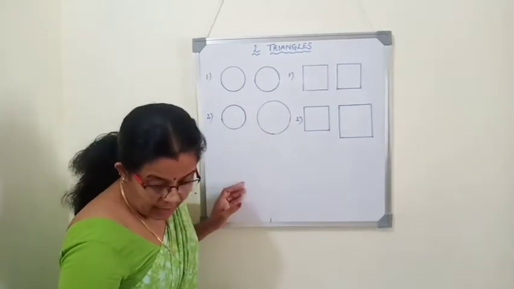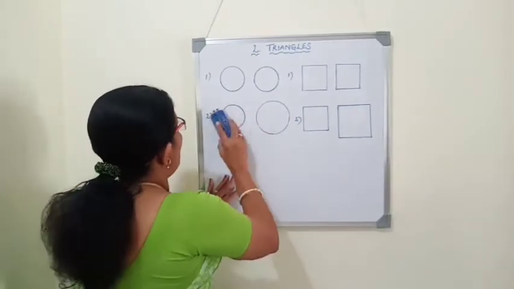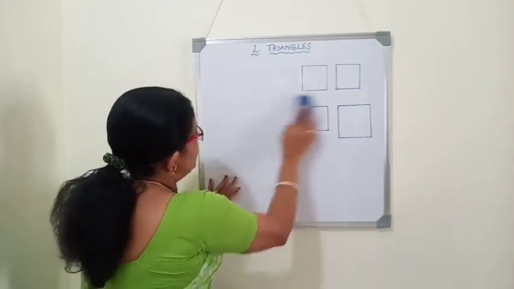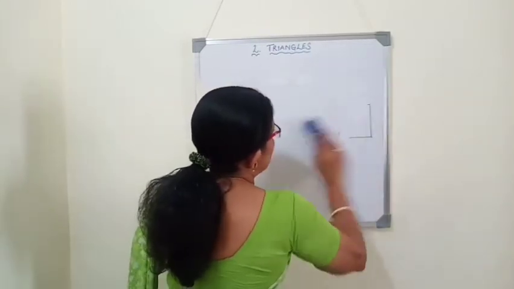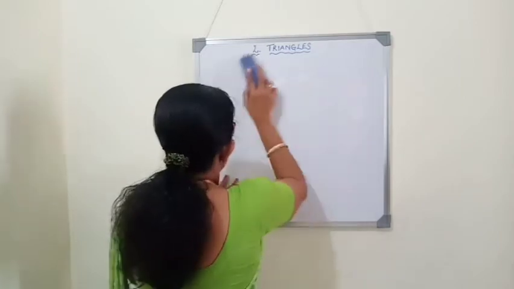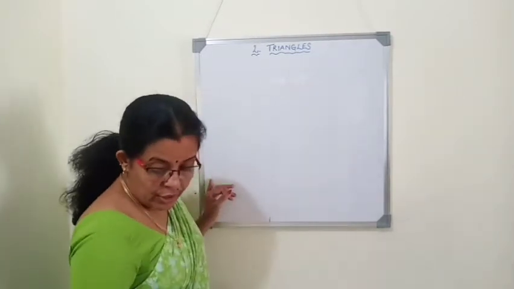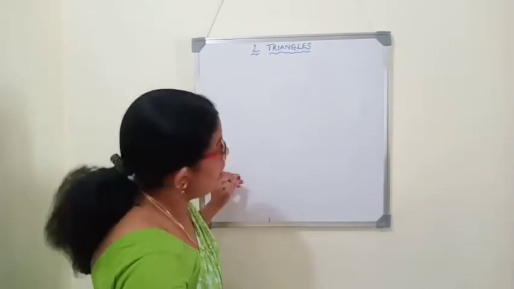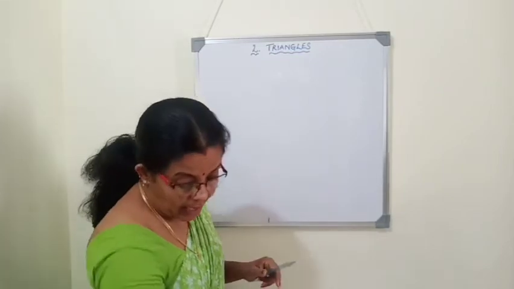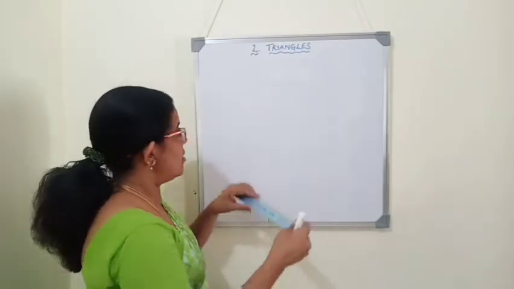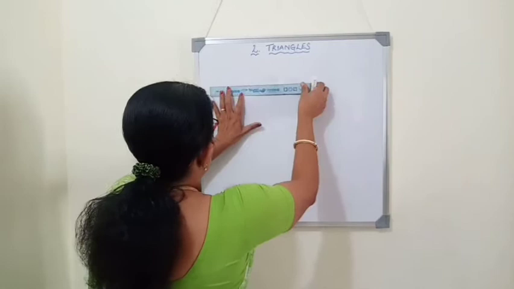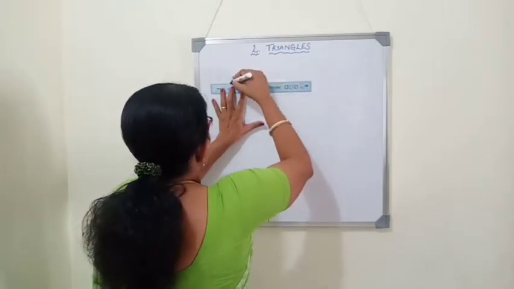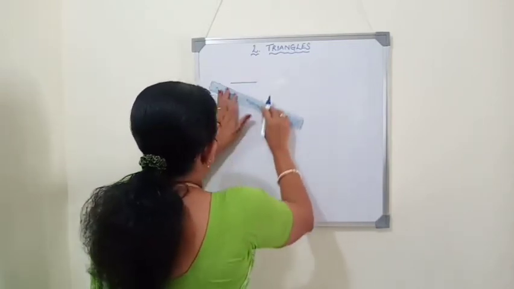Now, we will see how we can say about similar polygons. So, what are the conditions for two polygons to be similar? What is meant by a polygon? Three or more than three sides of a closed figure is called a polygon.